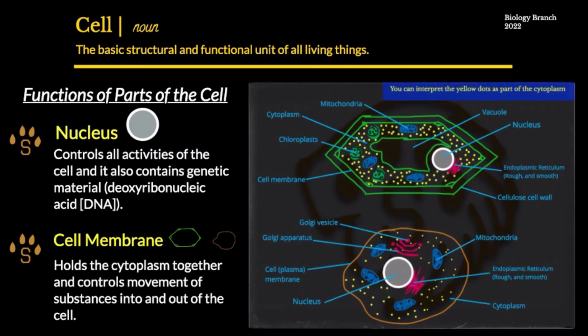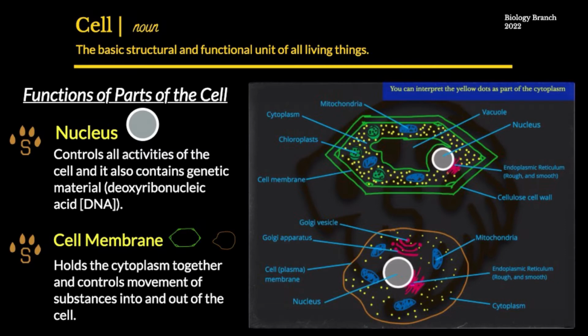So we're going to look at the functions of parts of the cell. That's what we're going to look at right now. The first part is the nucleus. The nucleus controls all activities of the cell, and it also contains the genetic material, which we call the deoxyribonucleic acid, which is commonly known as the DNA in short. It's quite a long name, so it's better if you just say DNA. So it's found in both cells.